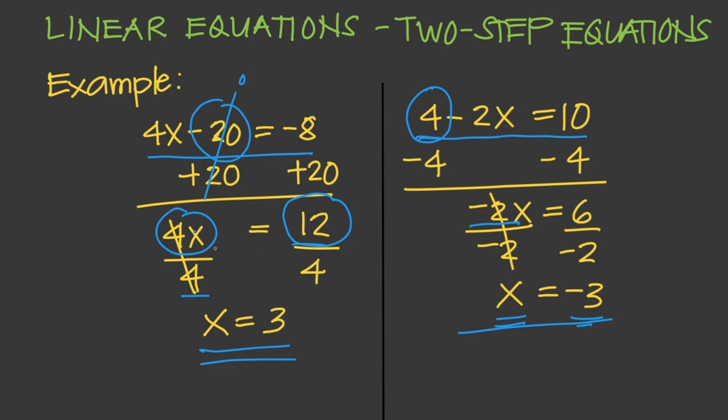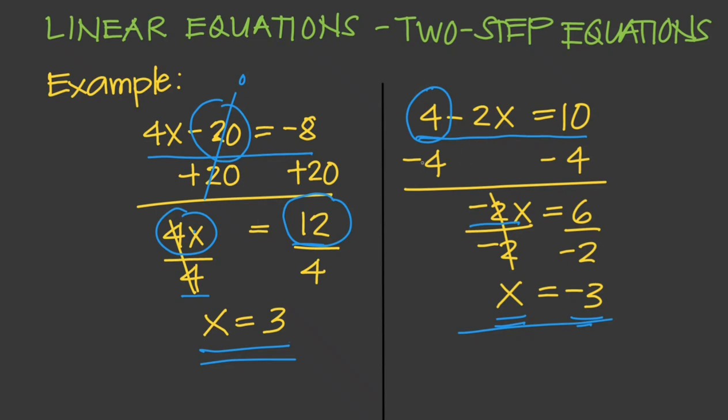To solve for x, we have to divide both sides by the number beside x, or what we call the coefficient of x, which is 4. So we get x equals 3. And that is our answer. And another example is this: 4 minus 2x equals 10.